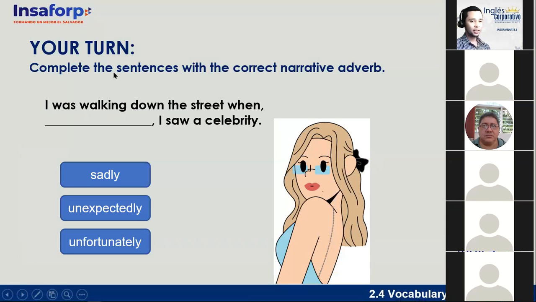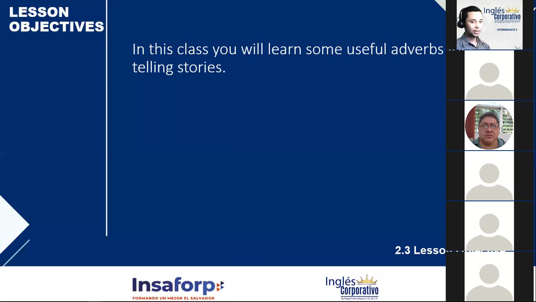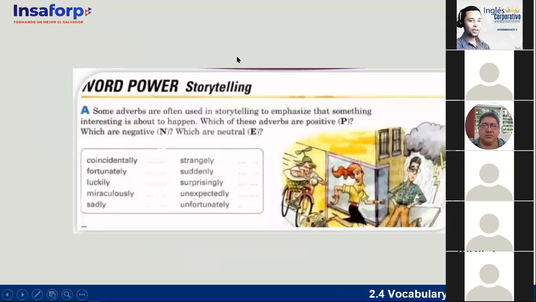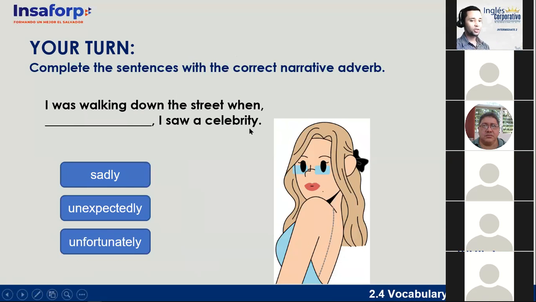We're going to do an exercise here, okay? And the exercise is, you have to complete the sentences with the correct narrative adverb. You have an example. Y esto quiero que se fijen bien, porque si es posible, en la tarea que les dejé, me gustaría que incorporaran estos adverbs. De ser posible, no es obligación incorporarlos, pero si los puede incorporar, mucho que mejor, porque ahí me enseña que he aprendido ambas cosas. ¿Ok? Veamos. I was walking down the street when, sadly, unexpectedly, or unfortunately, I saw a celebrity. Which adverb is correct in this sentence? Volunteer, please.